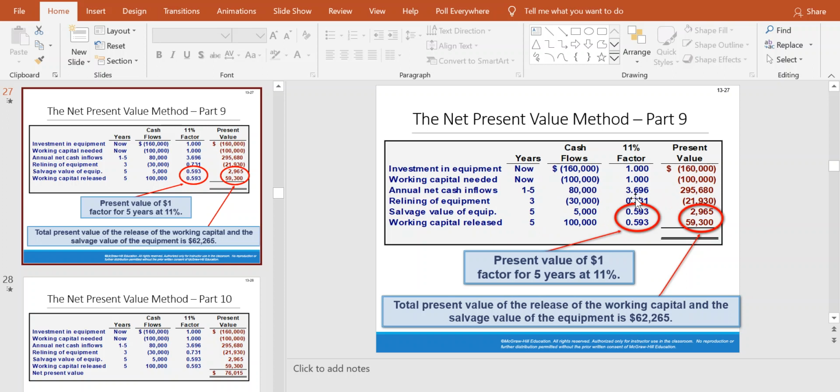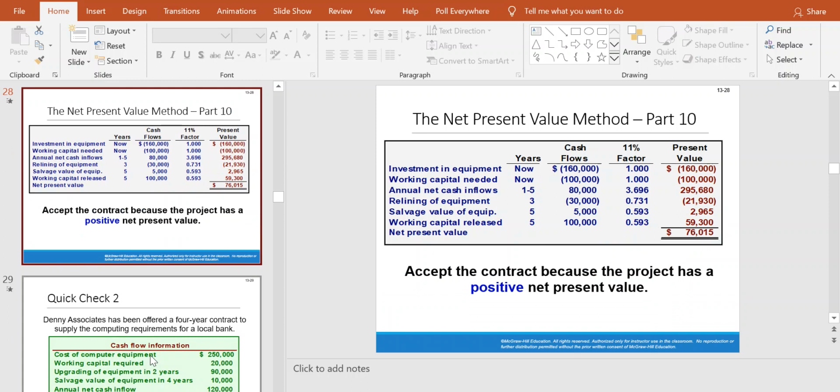Once we do these present value calculations, we will total these up to see whether we have a positive or negative net present value. So when we add all of them up, we get a net present value of $76,015, and it has a positive net present value. Therefore, we would pursue the project. So this is chapter 13 through the net present value method.